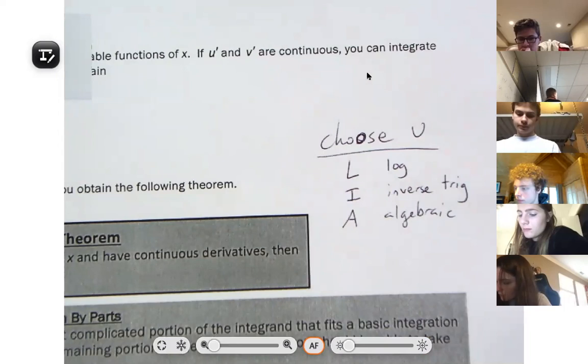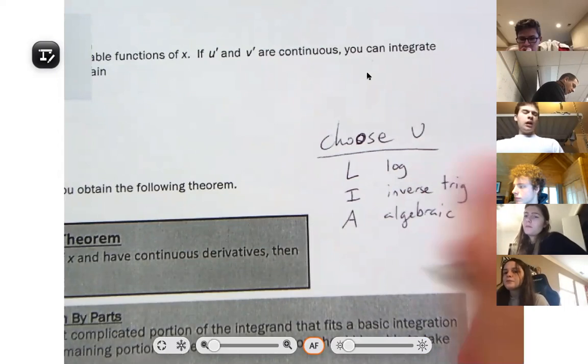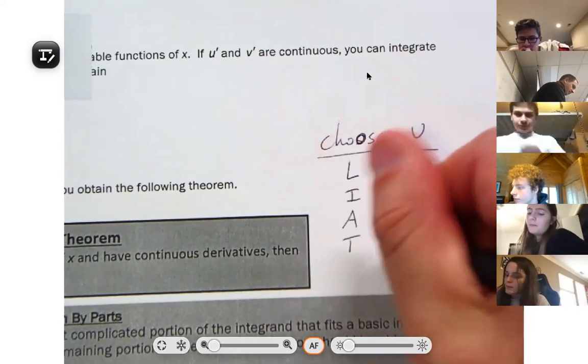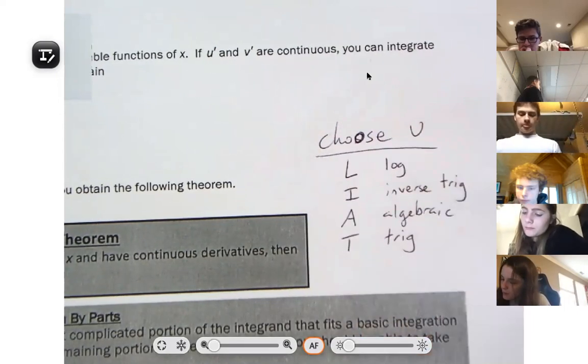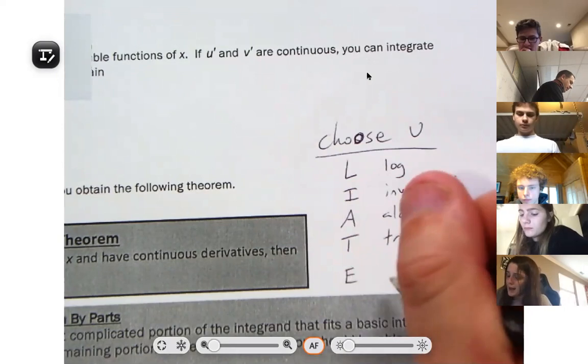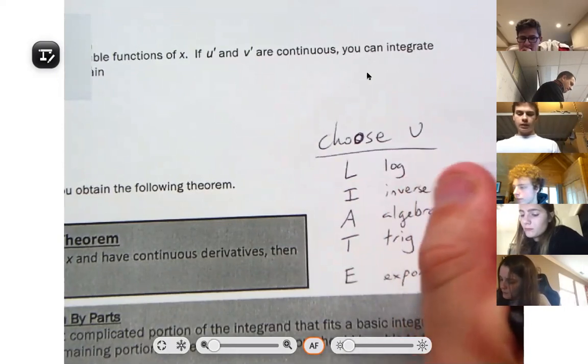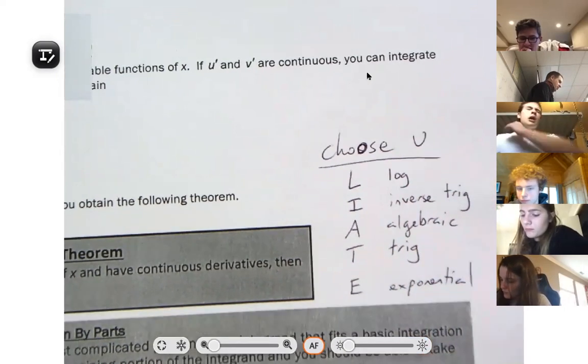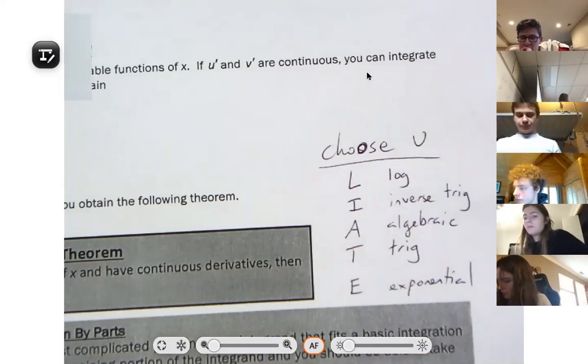So if there's a log function, that's u. If there's not, okay, now is there an inverse trig function? No? Okay, is there an algebraic function? So this is how we go down the line. There's two more. Then there's trig, so that's your sine, cosine, tangent. Then the last one is exponential, like e to the x or something like that. So that's our checklist.